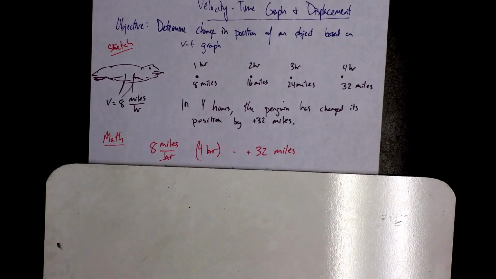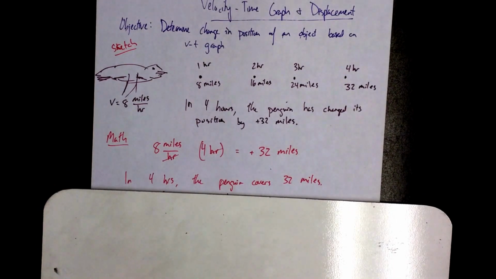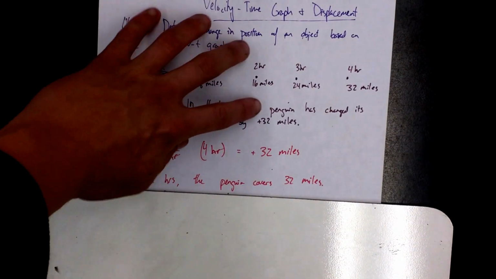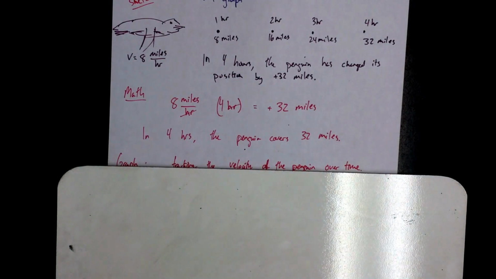Unit analysis is going to be very advantageous if you are keen on using units in your mathematical equations. I highly recommend it. All right, so it covers 32 miles. We knew that. We're just verifying with the mathematical approach.